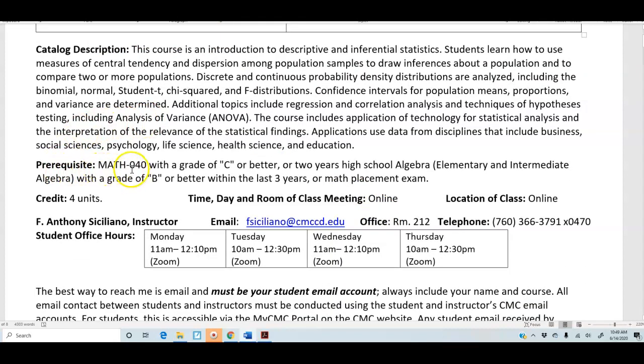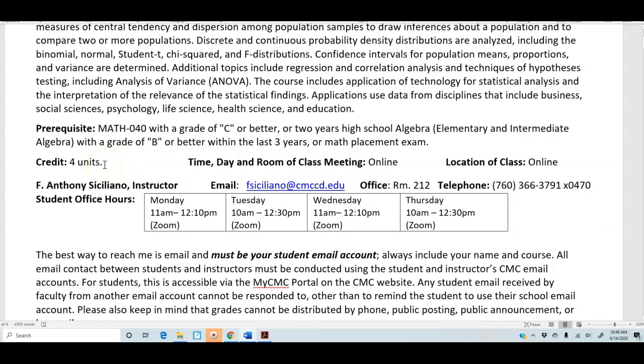And then here is the prerequisite. So it's Math 40 with a grade of C or better, or 2 years of high school algebra, elementary and intermediate algebra, with a grade of B or better within the last 3 years, or a math placement exam. The credit is 4 units. The time, day, and room of the meeting class: it is online, and the location of the class is online.